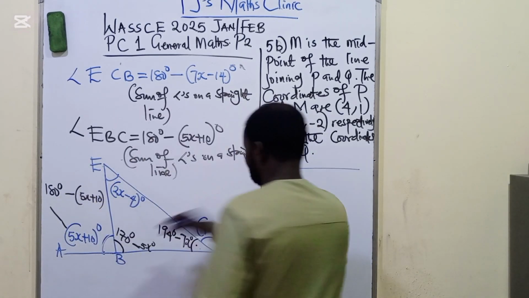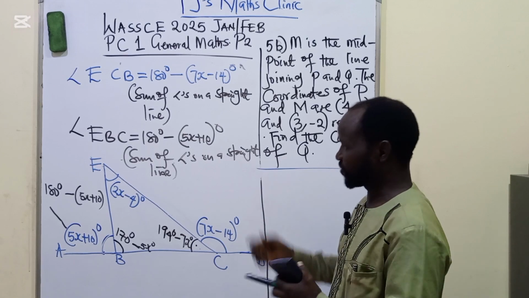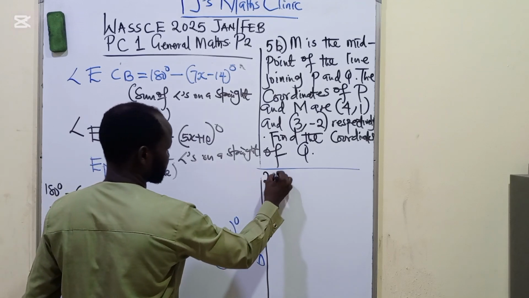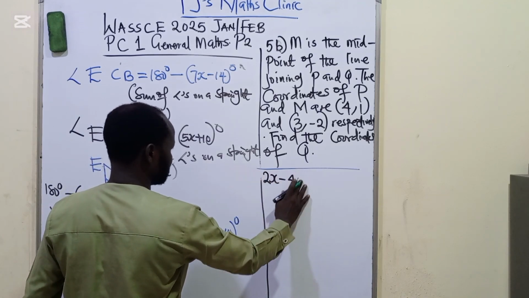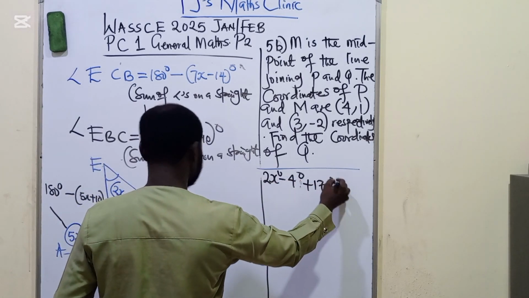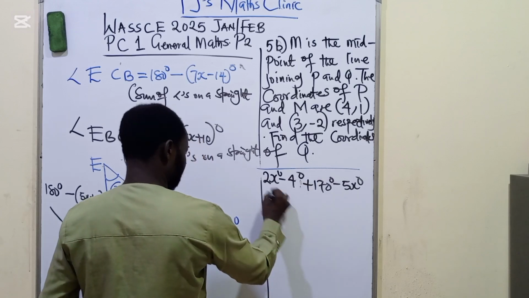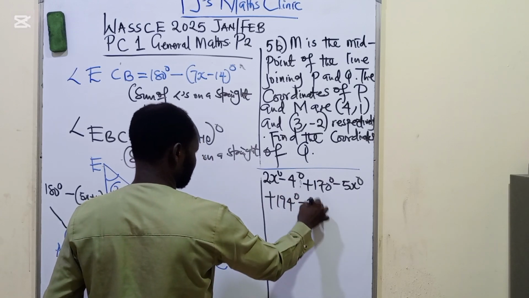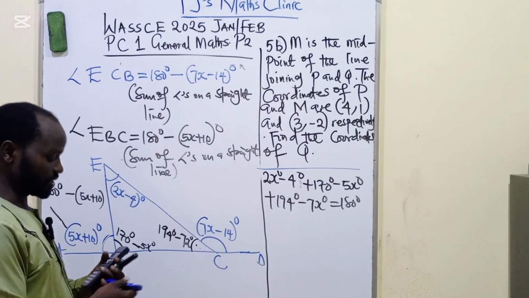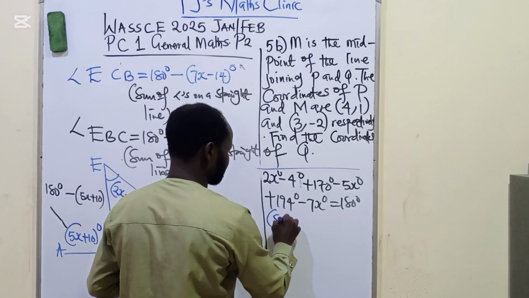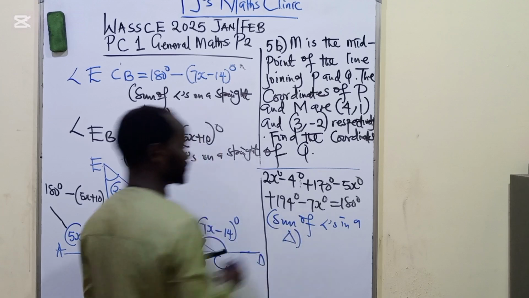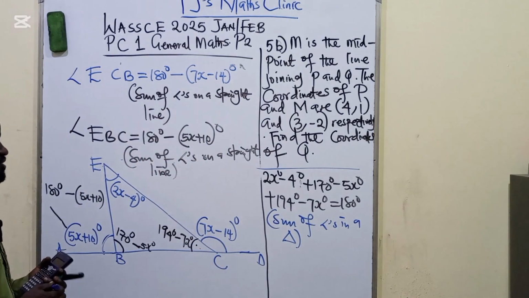So let's sum what we have inside the bracket. Whichever way, it will still give us the same answer. So we are summing 2x minus 4 degrees plus 170 degrees minus 5x degrees plus 194 degrees minus 7x degrees, which will be equal to 180 degrees. The reason is sum of angles in a triangle. This is the sign for triangle. Sum of angles in a triangle sum up to 180 degrees.